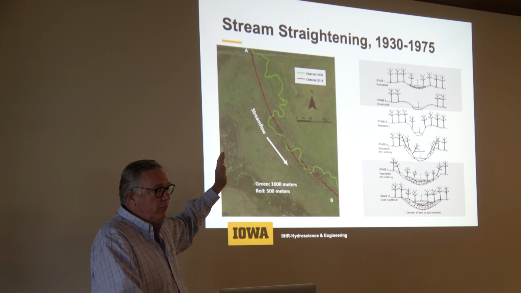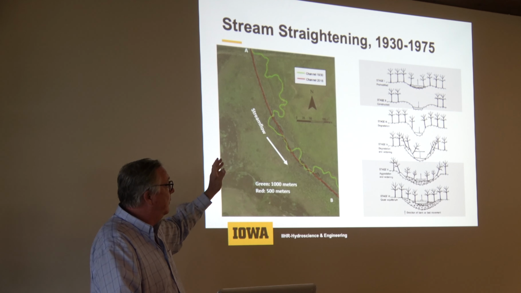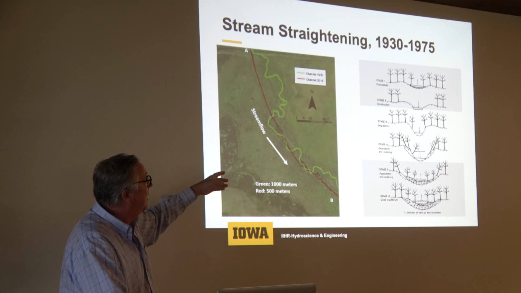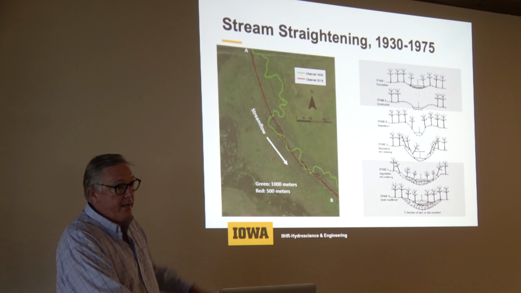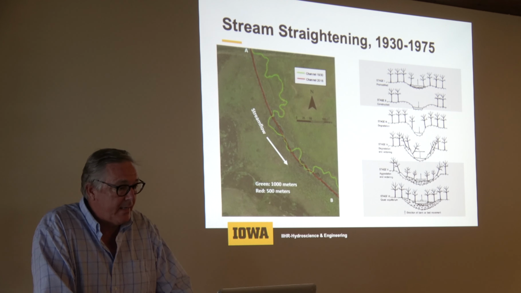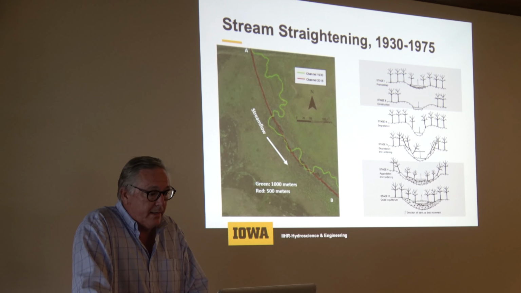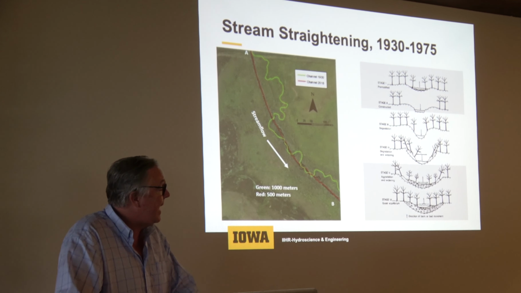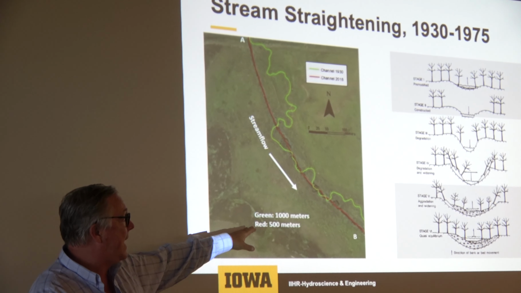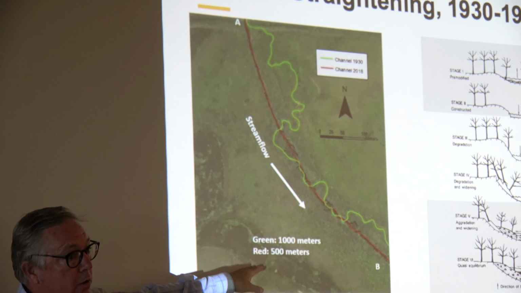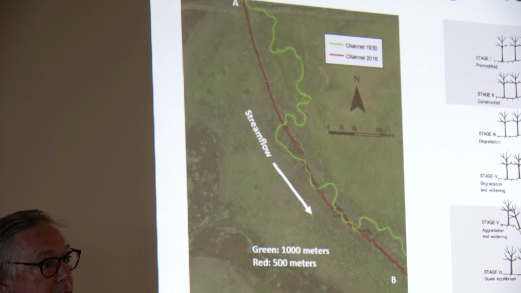And so we used steam shovels and dynamite. This is Walnut Creek in Jasper County. The green line is the stream channel in 1930. The red line is the stream channel today. And so we cut that stream from 1,000 meters long to 500 meters long in that stretch.